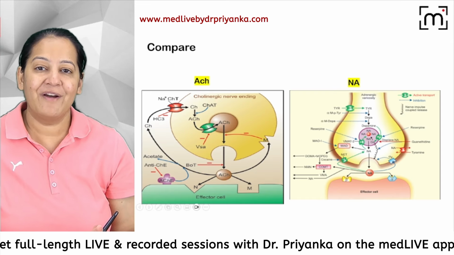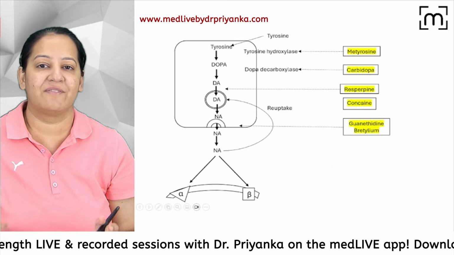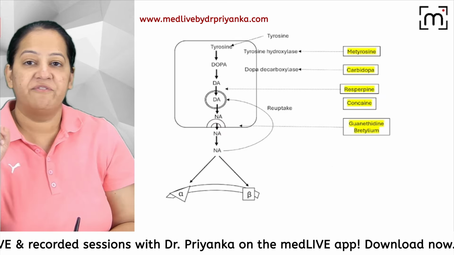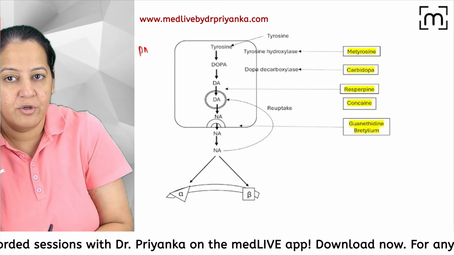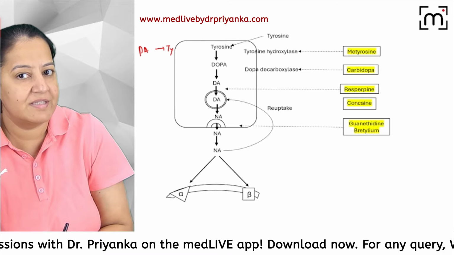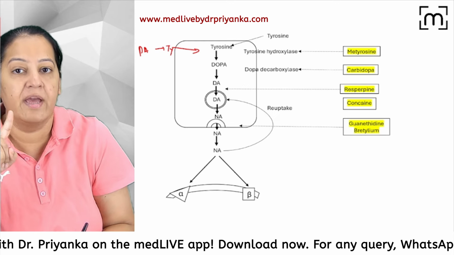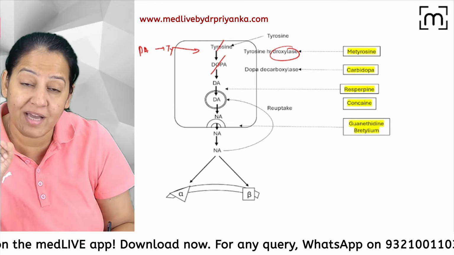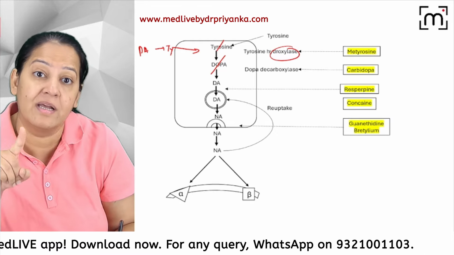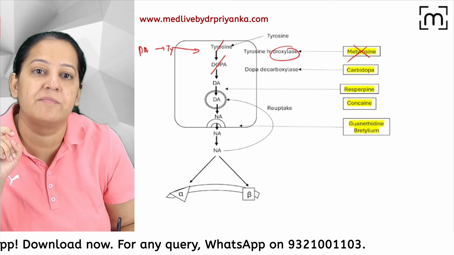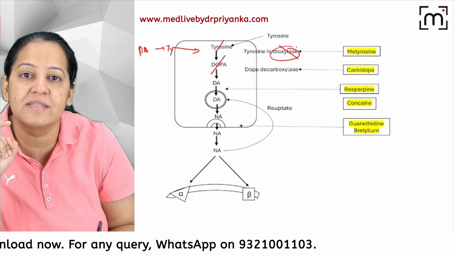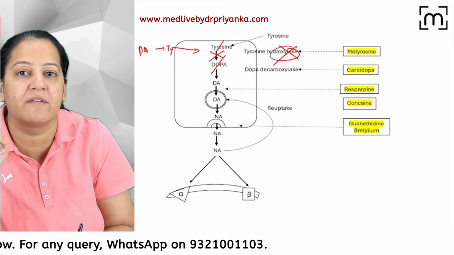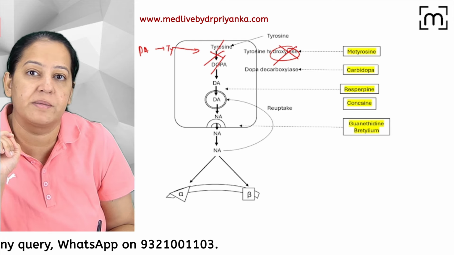Yes or no? So you have to learn the toxins at various levels I was telling you. So you know the first conversion, phenylalanine to tyrosine, takes place in the liver. This tyrosine enters in the neuron. Okay, so tyrosine gets converted to dopa with the help of a hydroxylase. That hydroxylase can be inhibited by a toxin. The name of that toxin is metyrosine. Metyrosine can inhibit this enzyme, so it blocks this conversion.